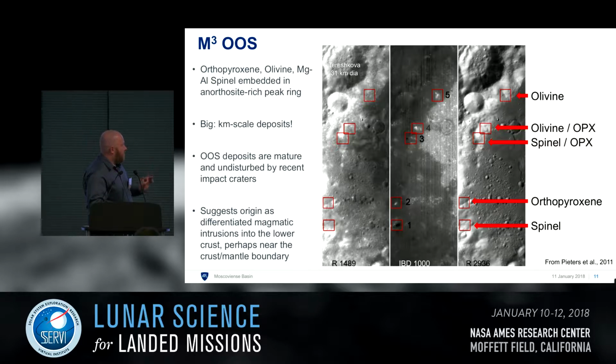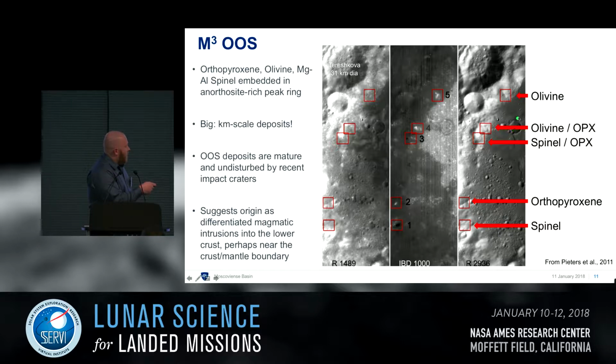These are exposures of large kilometer-scale deposits, which I really like for the resolution of the data set I usually use, which is Diviner. They're mature. They have a well-developed regolith on top of them. They're not disturbed. And their position in the peak ring and then also amongst these very anorthositic materials of the peak ring suggests that they are from the lower crust, perhaps near the crust-mantle boundary, and they formed as differentiated magmatic intrusions.